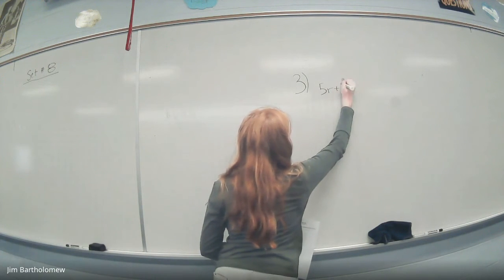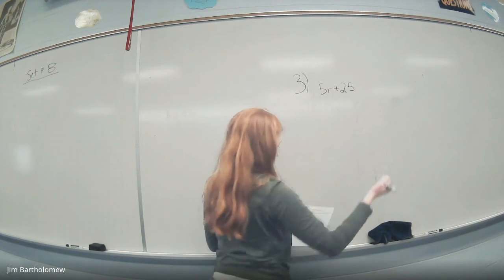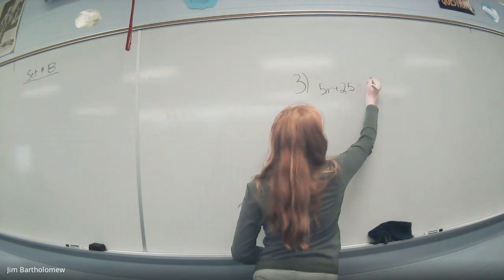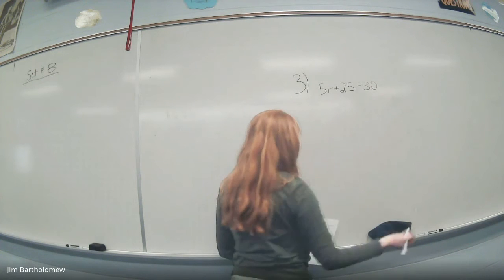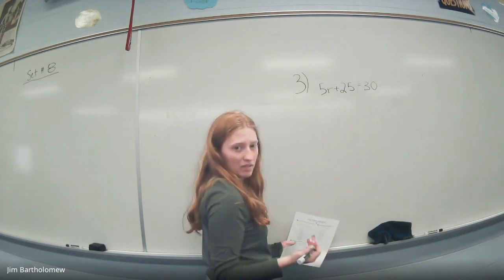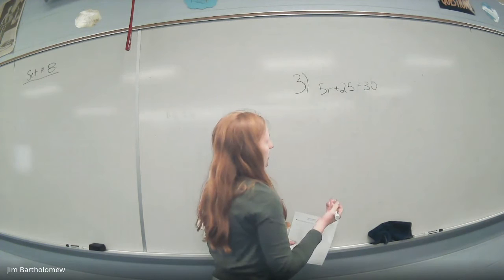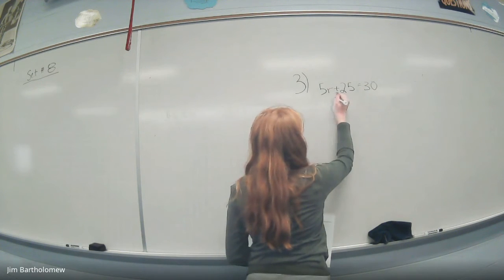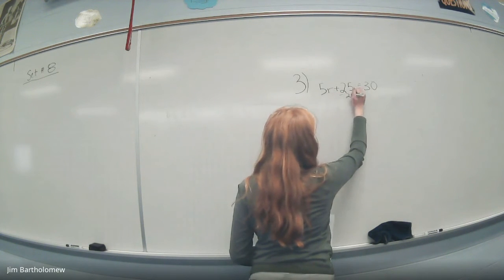Plus 25 equals 30. And it's asking you to find the value of r plus 5. So the first way you can do that is go ahead and just solve for r. So you subtract 25 from both sides.